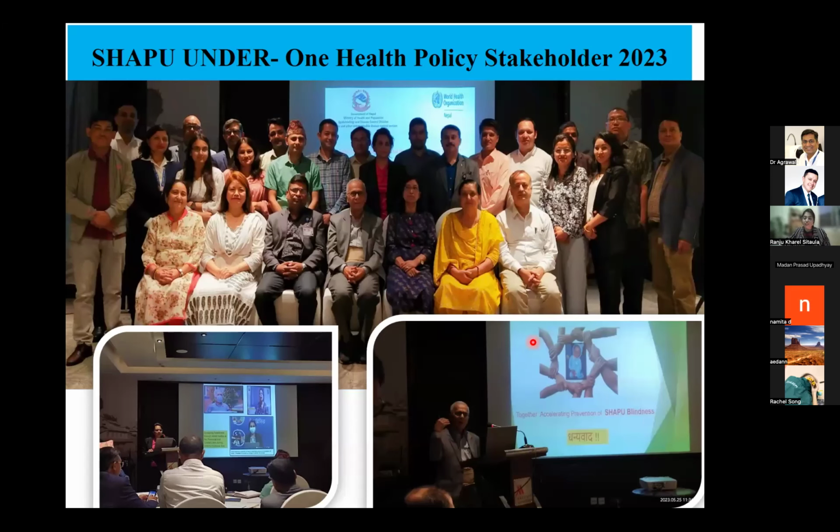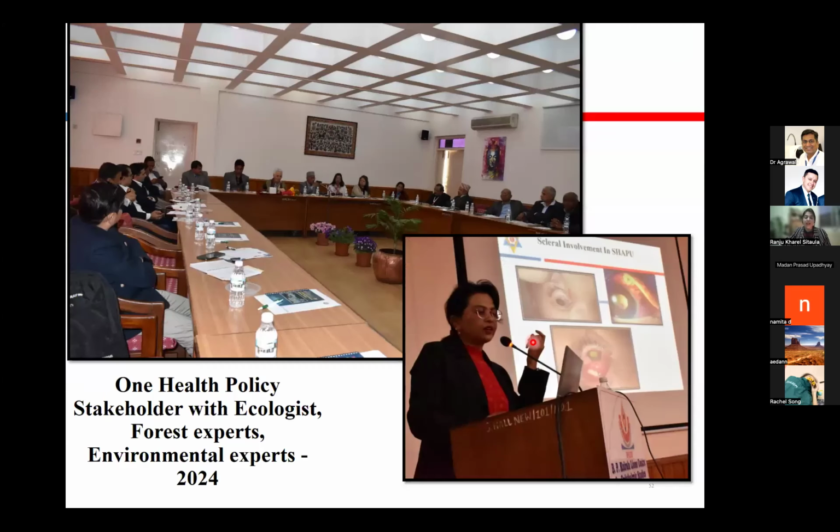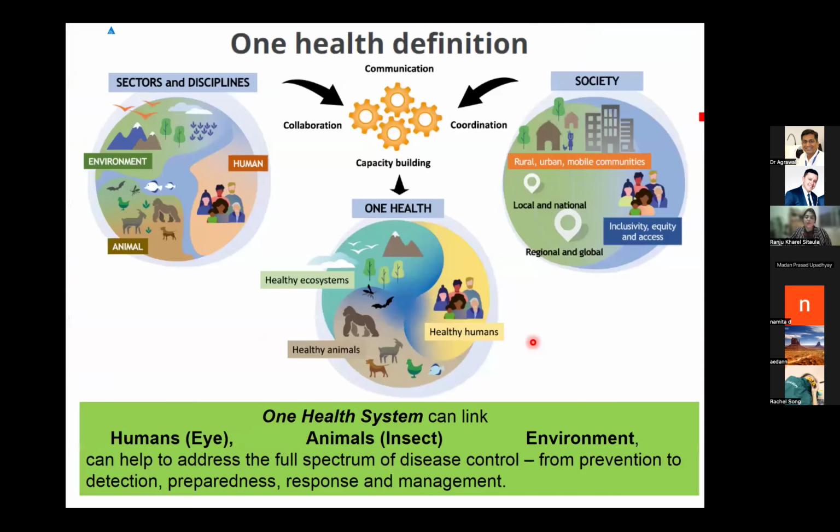So this was our first One Health group, which was made under the guidance of WHO and the Nepal government. Then we started conducting different workshops, bringing in all the stakeholders so that we could understand the disease, because being a mere ophthalmologist will not be enough to solve the mysteries related to SHAPU. One more thing is that we as humans have the right to live on this planet. Maybe all the animals and the plants also have the same right. So this planet belongs to all and it is the One Health system for all.